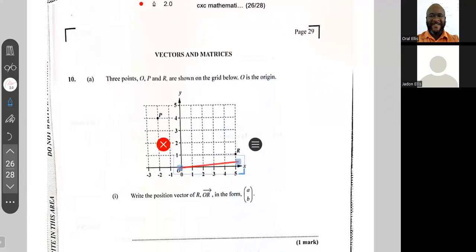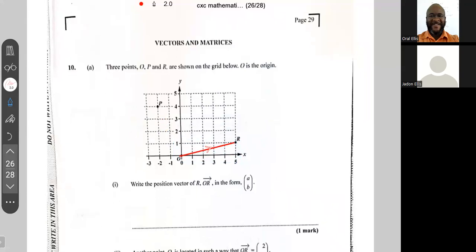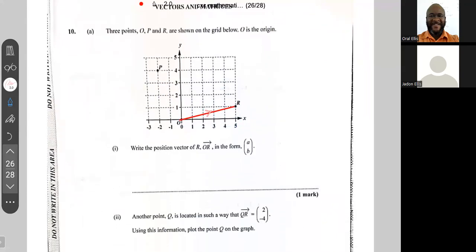Now, a position vector is a vector that is tied to the origin. So this is the position vector OR. To get from O to R, I'm going to go 1, 2, 3, 4, 5 units to the right and 1 unit up. So the position vector OR is the column vector (5, 1).